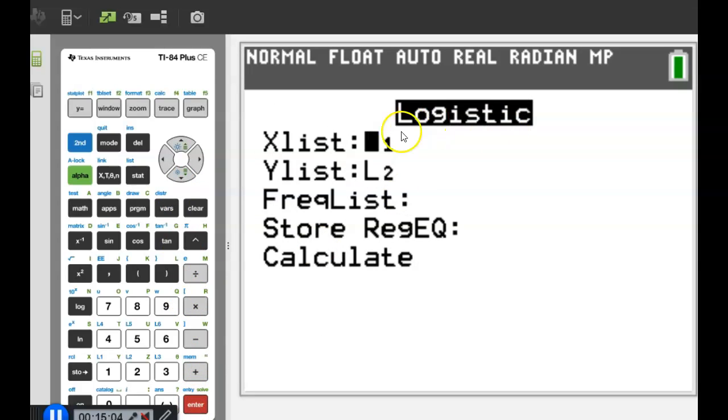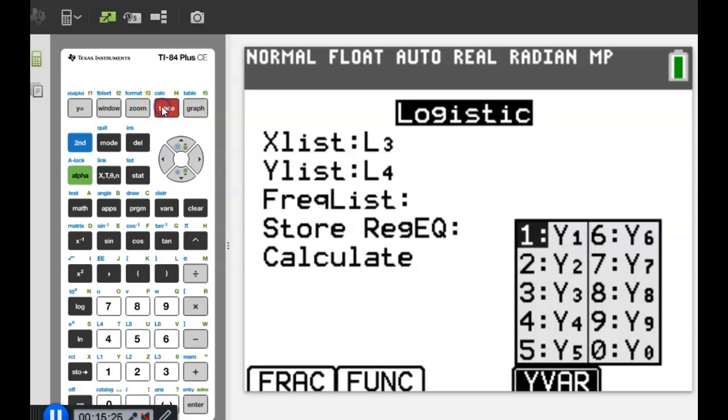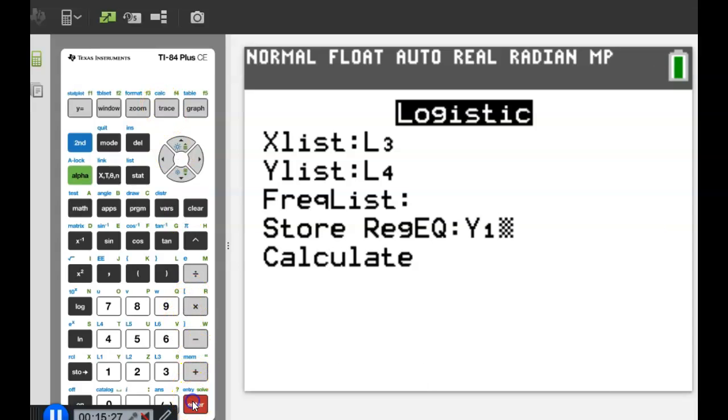Okay. Yours are in list 1 and list 2, but mine are in list 3 and 4. And I want to store it again. If you didn't delete the old one, just store it right over the top. Again, it's vars, arrow to the right, enter, enter, but also, remember the shortcut, alpha, trace, enter.